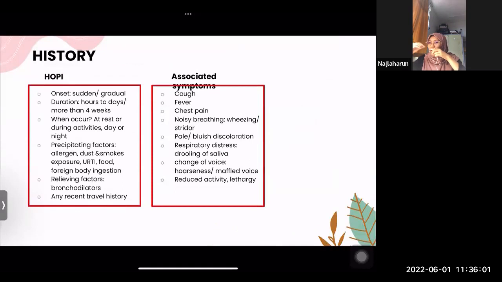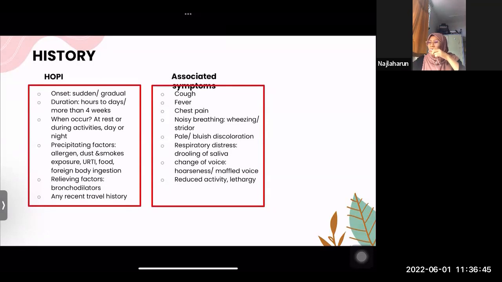Okay, what are the histories that we need to ask? First, the presenting illness. Ask about the onset, whether it is sudden or gradual, the duration itself, when it occurs, whether the shortness of breath is at rest or during activities, or does it worsen at day or night? This might give us a clue to the differential. And what are the precipitating factors that cause the shortness of breath, for example allergen, dust, smoke exposure, or maybe this patient has a respiratory infection, or food allergy, or foreign body. And what are the relieving factors of the condition, and recent travel history.